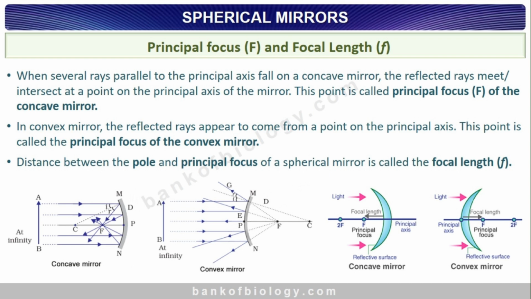When several rays parallel to the principal axis fall on a concave mirror, the reflected rays meet or intersect at a point on the principal axis of the mirror. This point is called the principal focus of the concave mirror. In a convex mirror, the reflected rays appear to come from a point on the principal axis. This point is called the principal focus of the convex mirror. The distance between the pole and the principal focus of a spherical mirror is called the focal length.